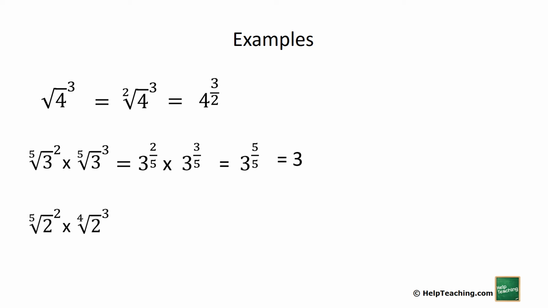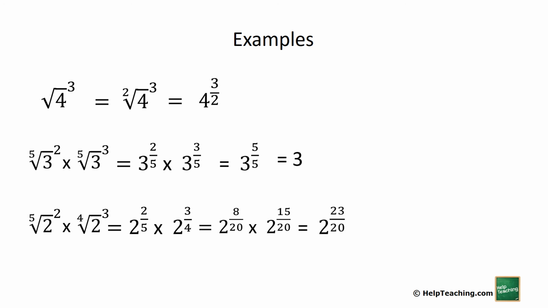Let's look at one that's quite a bit more complex. If we were to try to solve this without converting to rational exponents, it would be very difficult. But when we convert it, we get 2 to the power of 2 over 5 times 2 to the power of 3 over 4. So we need to add the exponents, which means we need to have common denominators. So when we put them into common denominators, we have 2 to the power of 8 over 20 times 2 to the power of 15 over 20, which gives us 2 to the power of 23 over 20.